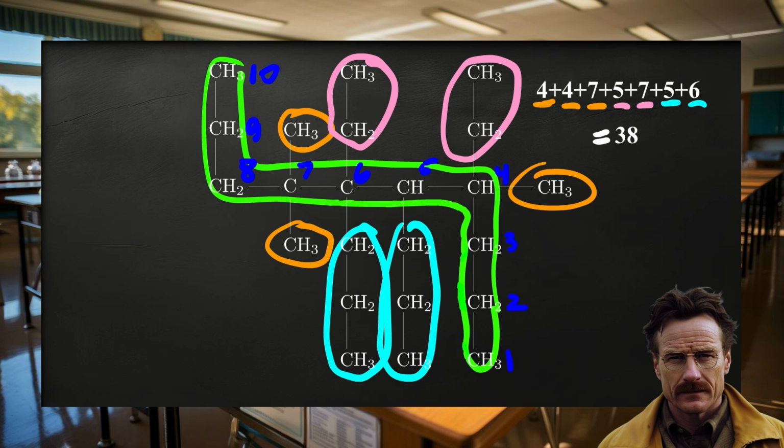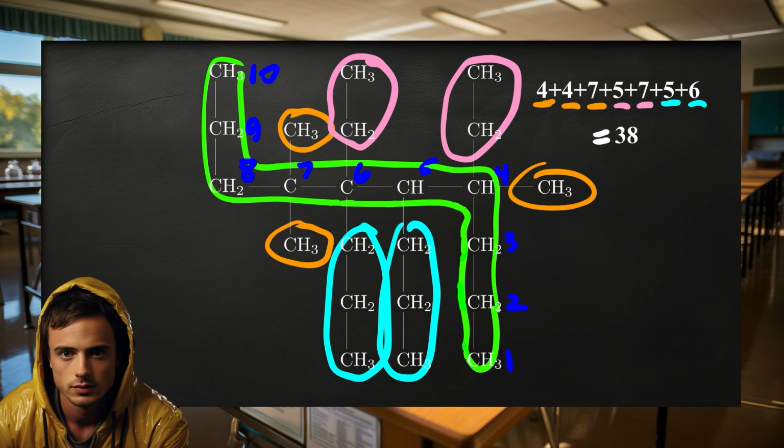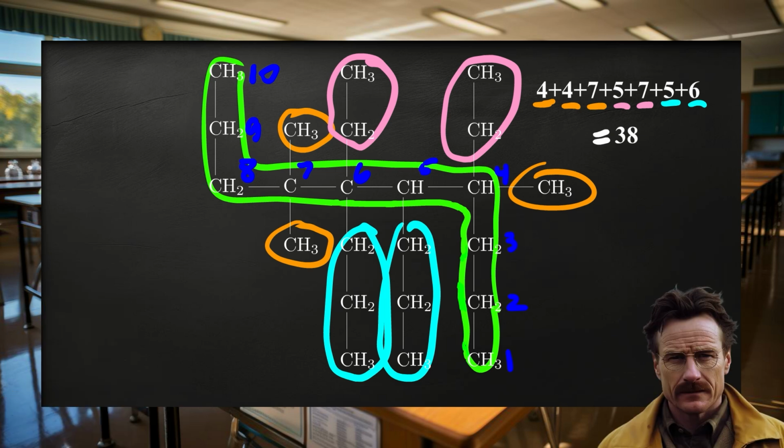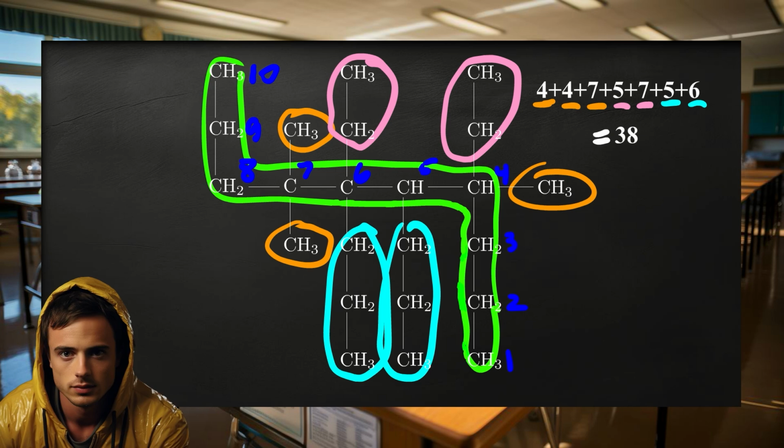What do we have now? Methyl groups on 4, 7, and 7 again. Ethyl groups on 4 and 6. And the 3 carbon types on 5 and 6. Yes, Jesse. Those are the propyl groups. Right, Mr. White. Propyl groups on 5 and 6.